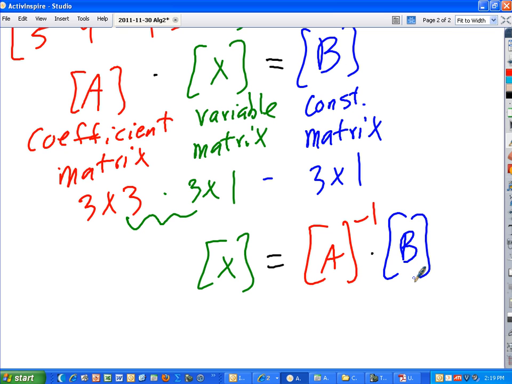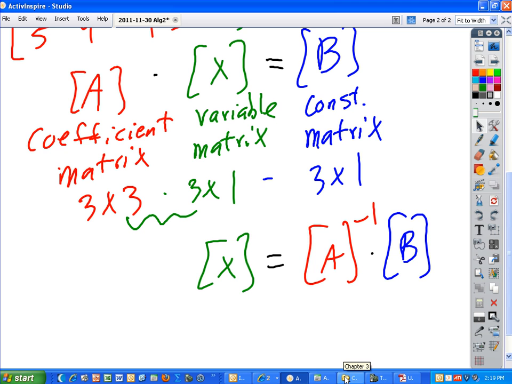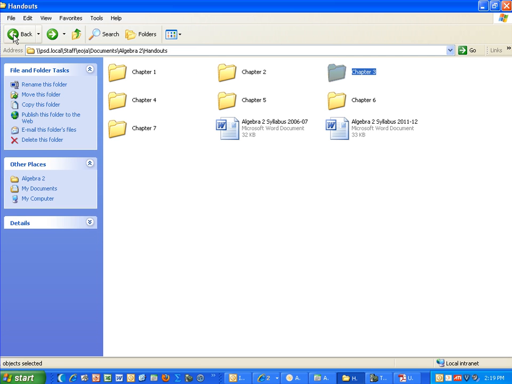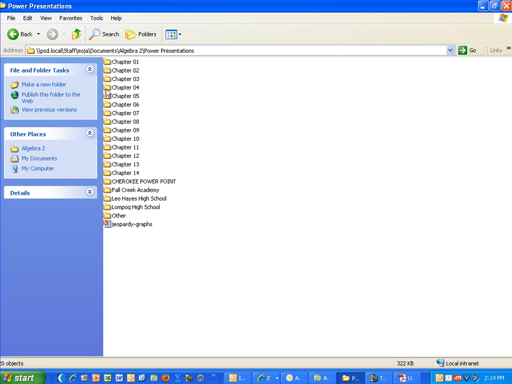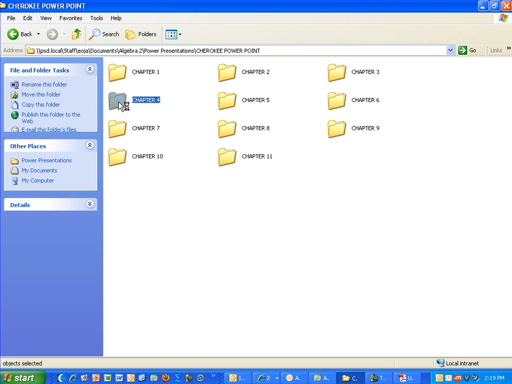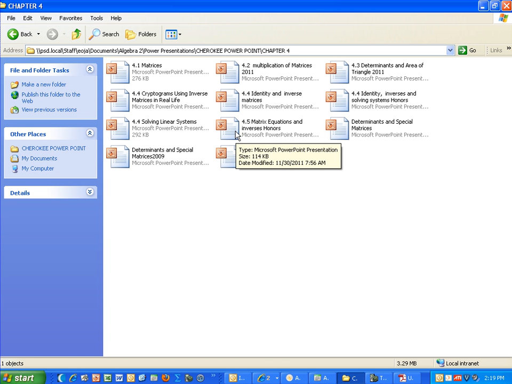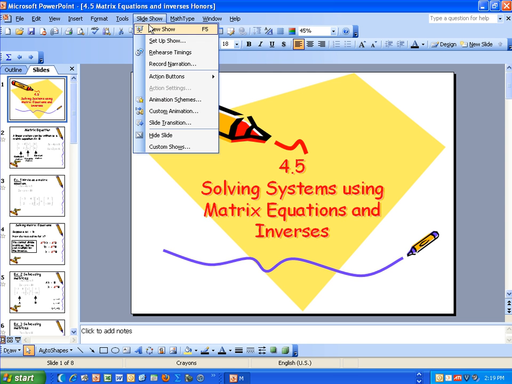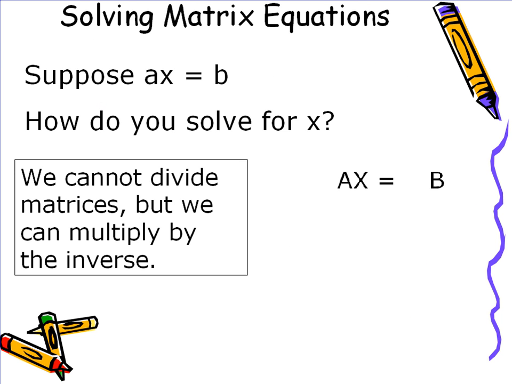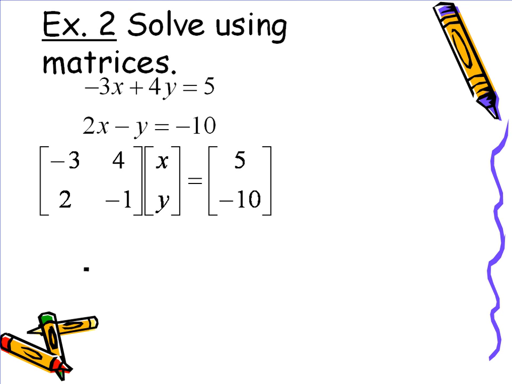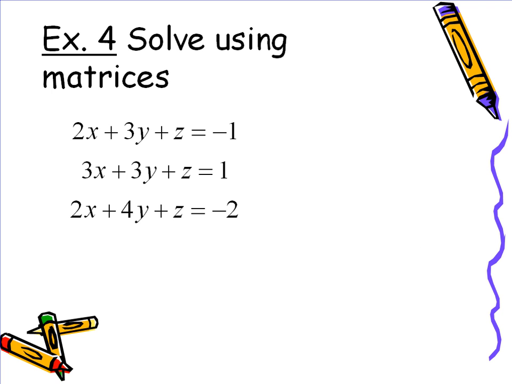Now let's do an example. Okay, let's do an example. We'll do a big one. Try this guy. Solve that linear system using matrices. So what's the coefficient matrix A going to look like for this one?